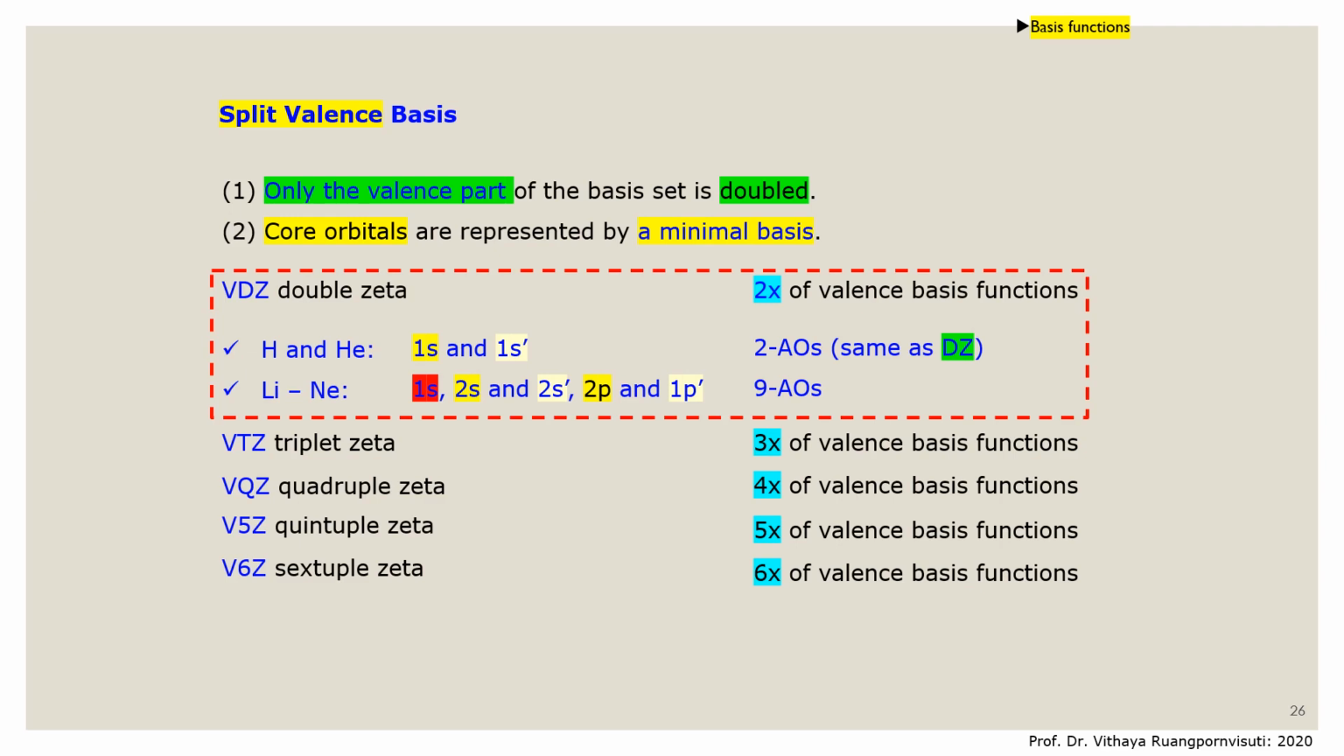For VTZ triple zeta, quadruple zeta, quintuple zeta, and sextuple zeta, the valence basis function is multiplied by 3, 4, 5, and 6 respectively.